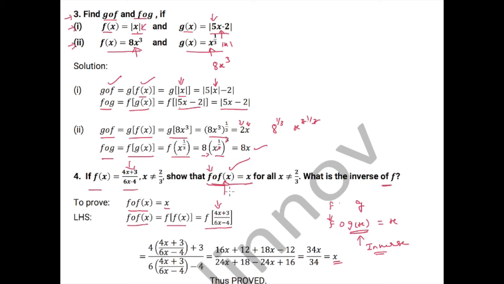So if this is true, then f being inverse to itself is also true, and hence inverse of f is f itself.